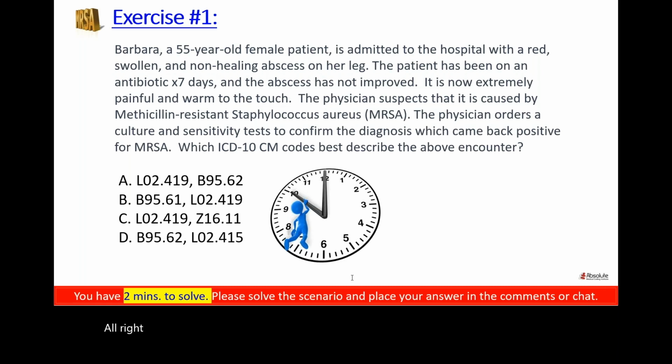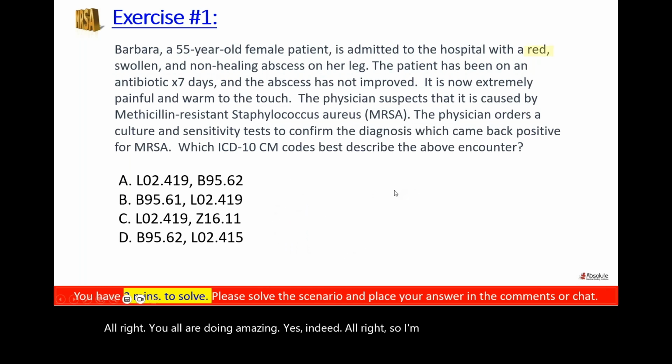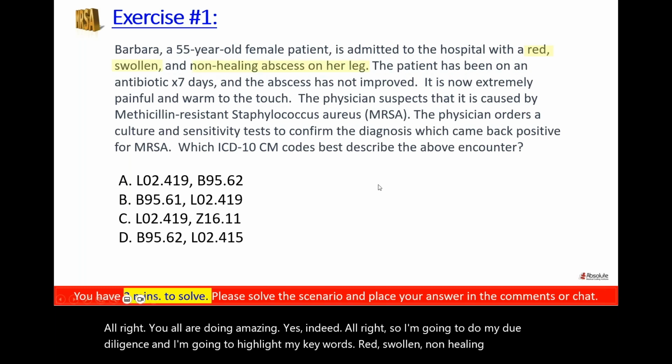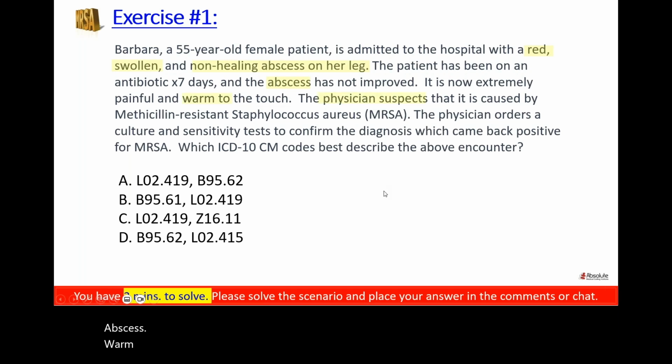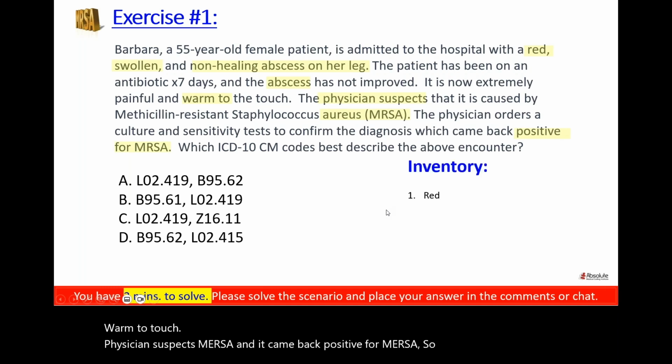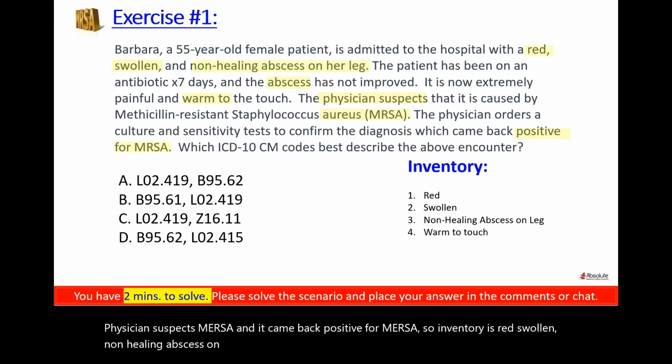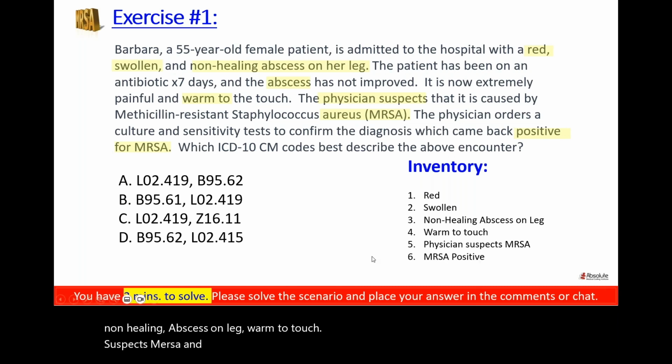All right, you all are doing amazing. Yes, indeed. All right, so I'm going to do my due diligence and I'm going to highlight my keywords. Red, swollen, non-healing abscess on her leg. Abscess. Warm to touch. Physician suspects MRSA, and it came back positive for MRSA. So inventory is red, swollen, non-healing abscess on leg, warm to touch, suspects MRSA, and MRSA positive.